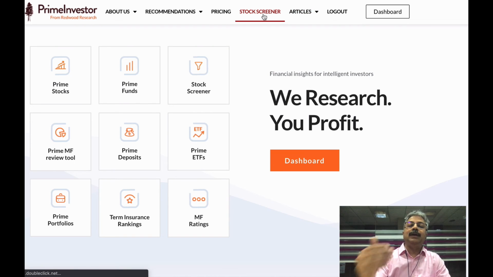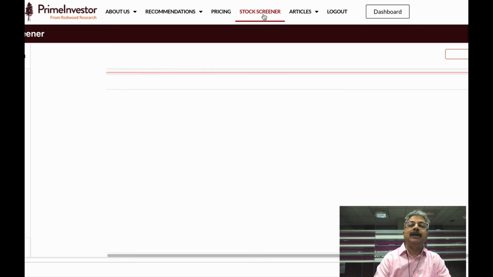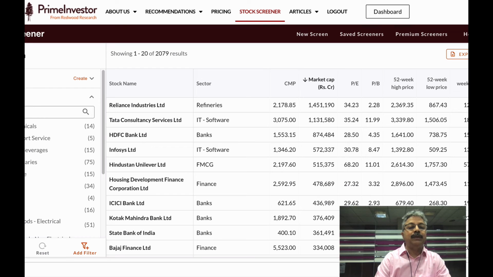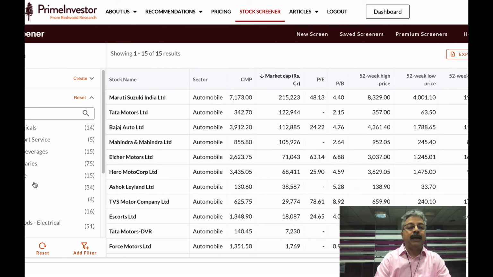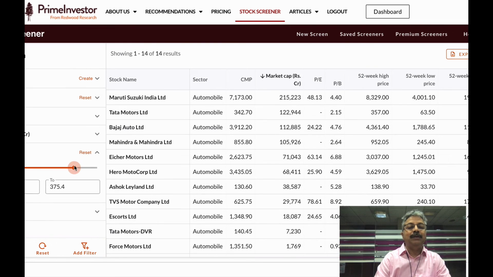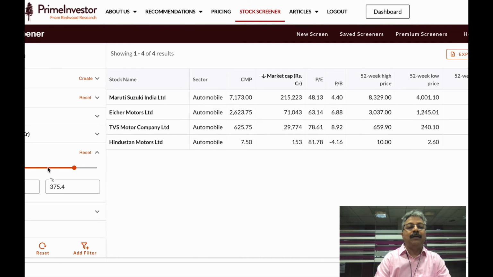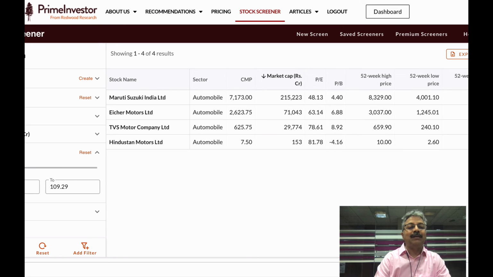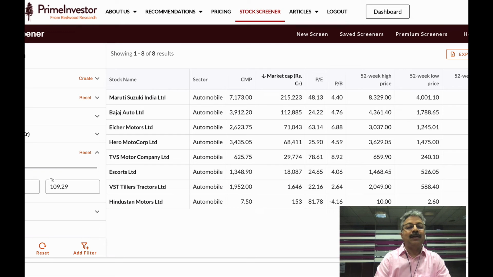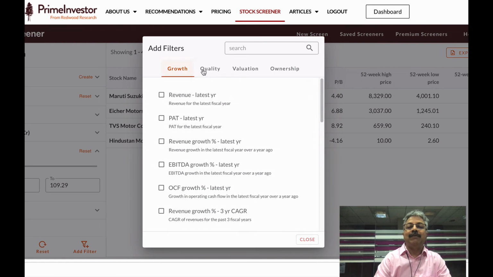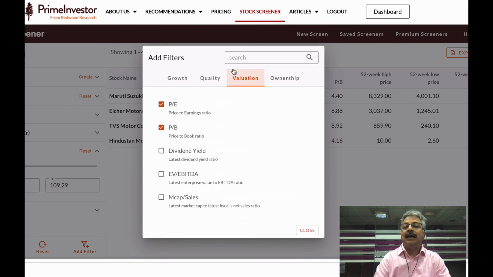You can go into the stock screener and identify the stocks that you are comfortable with in terms of sectors. Suppose you want to go with automobile stocks that have, let's say, a reasonable PE. You can see that these companies have what one may call still a pretty high PE, but these companies have a reasonable PE at this point of time. There are many filters. We have growth filters, quality filters, valuation filters, and so on and so forth.